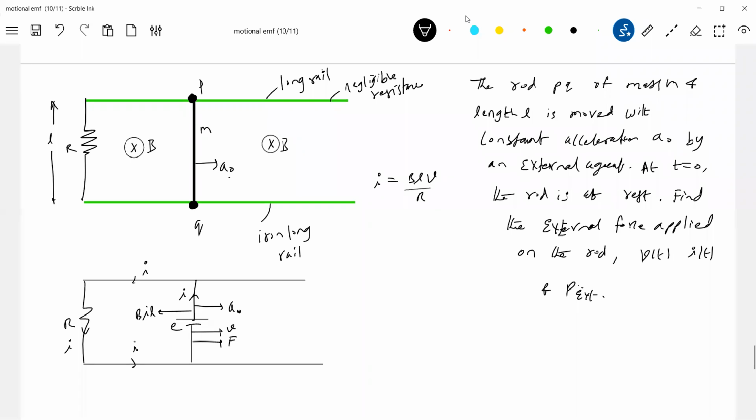Then what are the equations we can write? F minus, what is given? The a naught is known. The rod will move with a constant acceleration. What should be the nature of the force? Find the external force applied on the rod. Then V of t, I of t, and external power. He's asking to calculate all this. Now this was the external force which I'm going to apply.